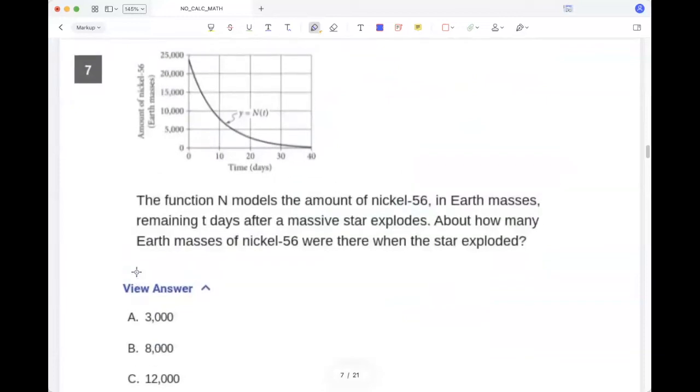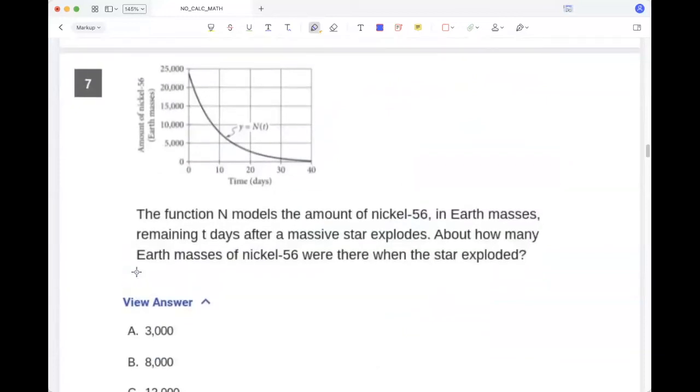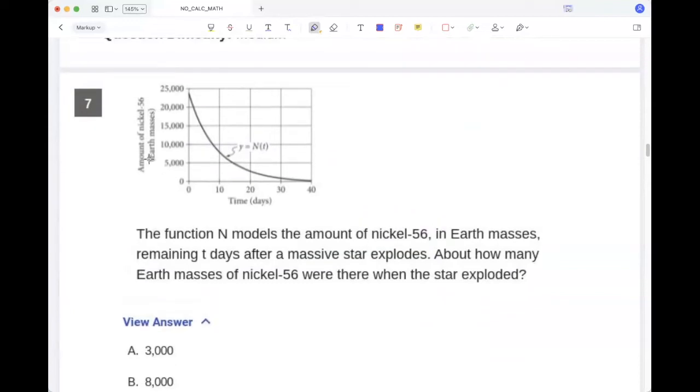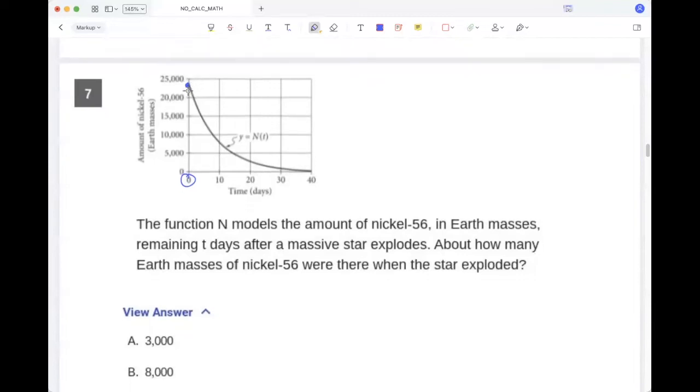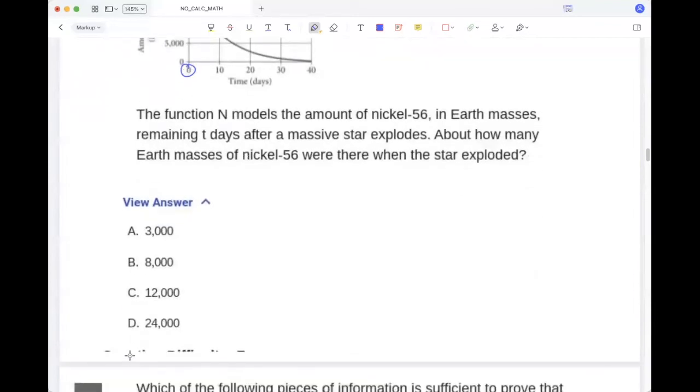The function n models the amount of nickel-56 in Earth masses remaining t days after a massive star explodes. About how many Earth masses of nickel were there when the star exploded? So this is an exponential decay function, and when the star exploded, which is time t equal to 0, then this is the amount of Earth masses of nickel-56 that were there. So it's very close to 25,000. So we'll go with option D.